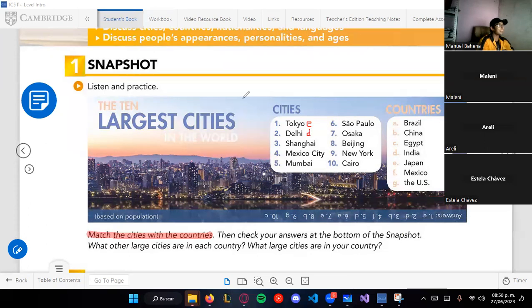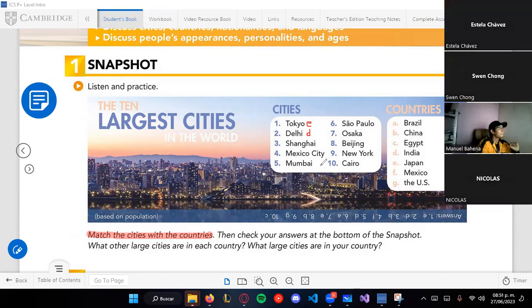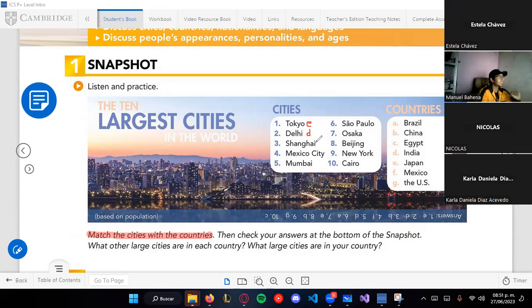Perfect. Number three, who has it? Raise your hand. Remember, raise your hand. Number three. Teacher, Shanghai. Okay, yes, Shanghai. Let's see, Stella. China. Shanghai con China. Is that how we pronounce it? ¿Así lo pronunciamos? China. Yeah. Careful. Cuidado. Yes. China. All right. Remember it.